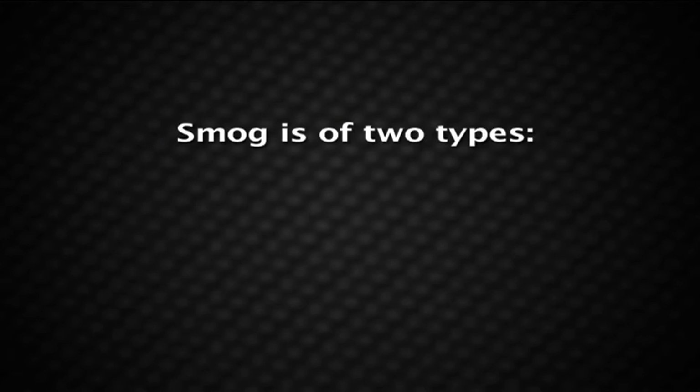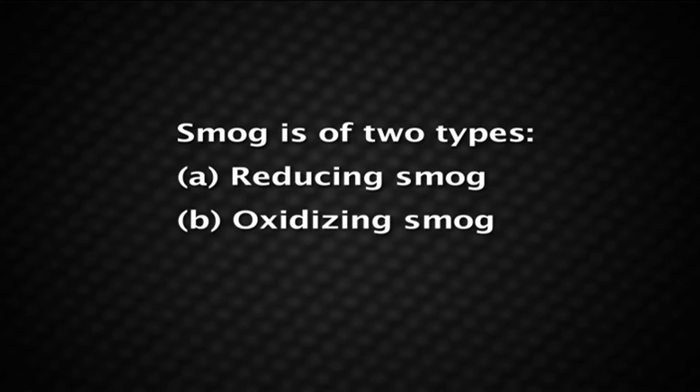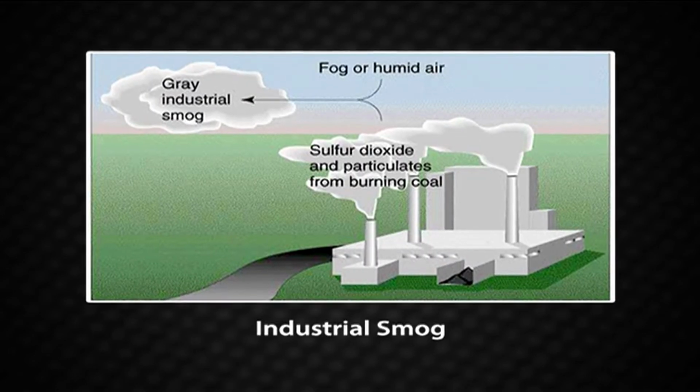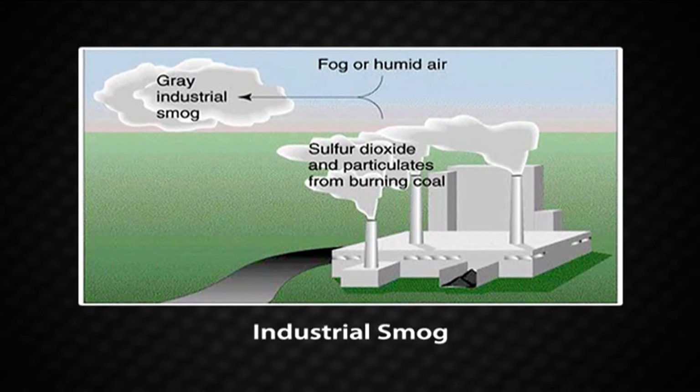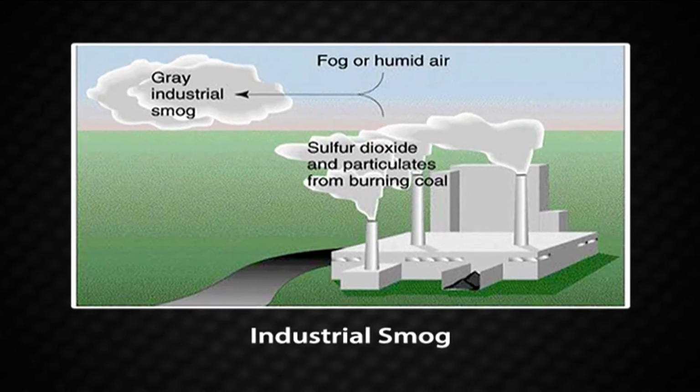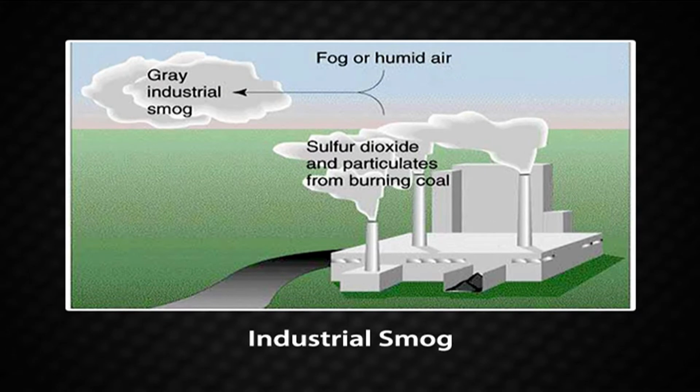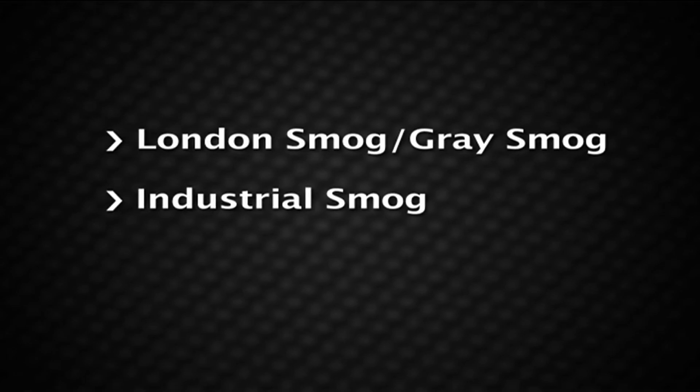Usually, smog is of two types. The first one is the reducing smog and the other one is the oxidizing smog. The reducing smog is caused mainly by combustion of coal and emissions of sulfur dioxide and dust. It is also called London smog or grey smog and most commonly industrial smog.